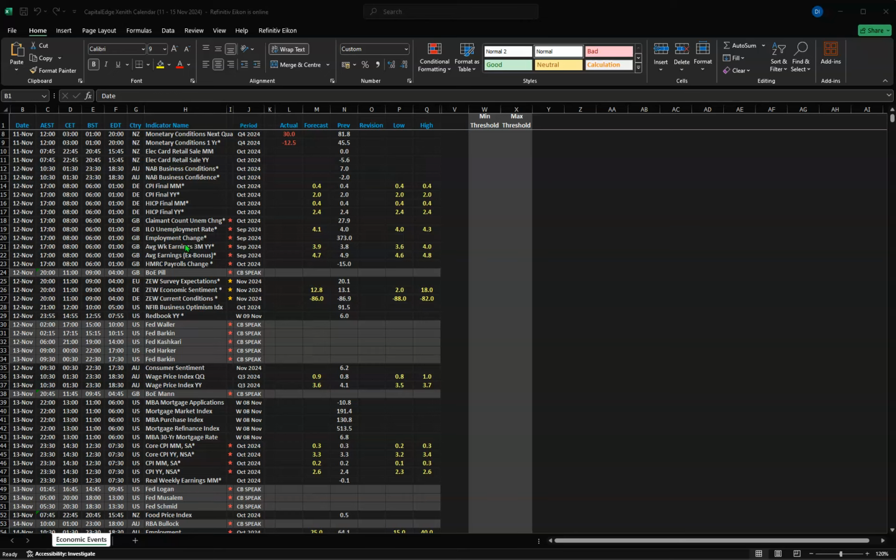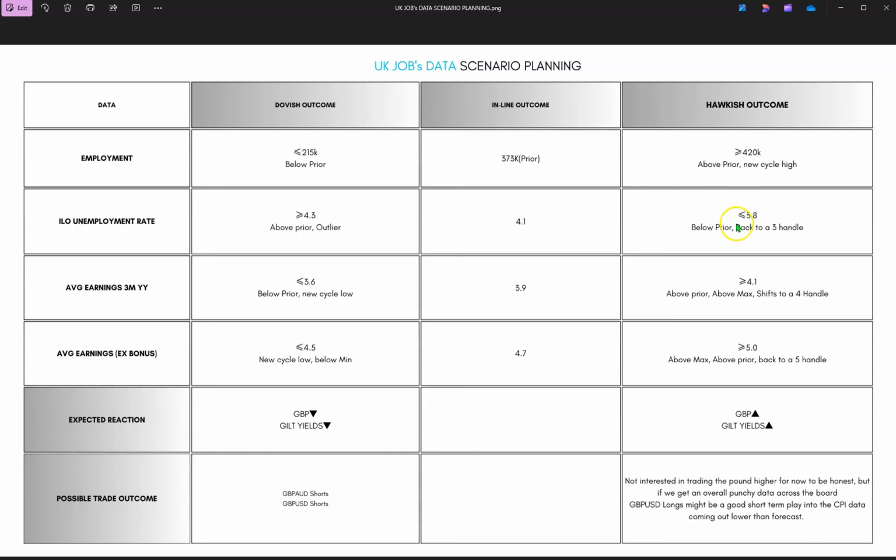So jobs data for the UK is actually quite different. For the US, we have unemployment rates, and same thing for the Aussie and for the Kiwi, but for the pound, which is for the UK, you have the ILO unemployment rate. So it's typically the same thing. If it comes out higher, that's going to mean pound weakness, and if it comes out lower, that's going to mean pound strength. But it's inverse for the employment change and also for the average weekly earnings 3 months year over year, and also the average earnings ex bonus. So I'm going to start with the unemployment rate because this one I feel is actually going to be interesting.